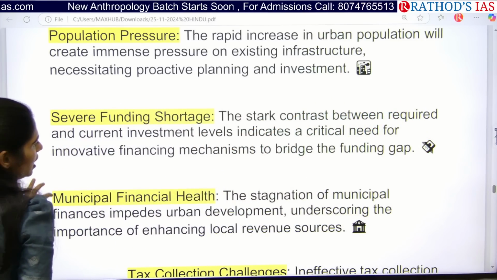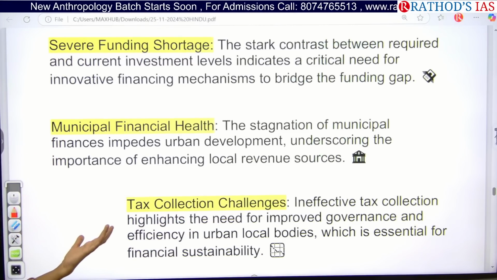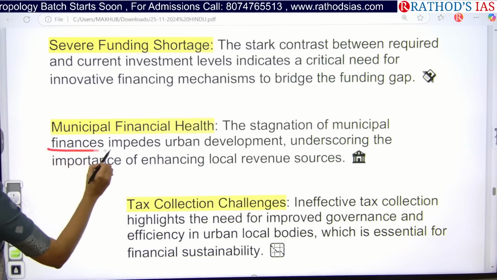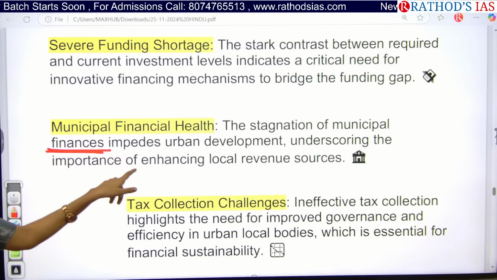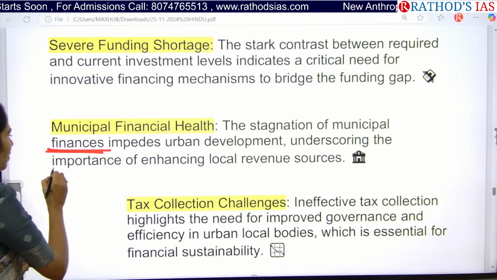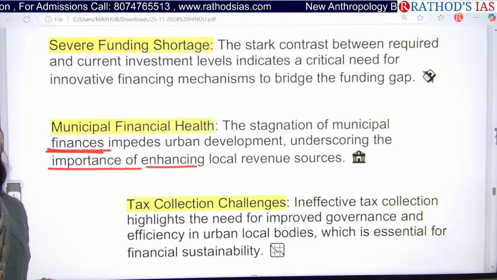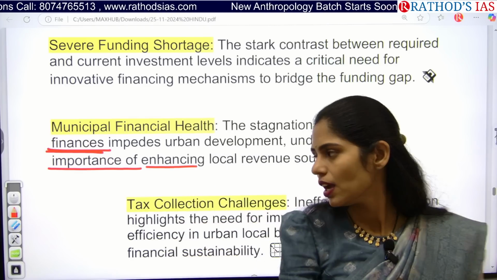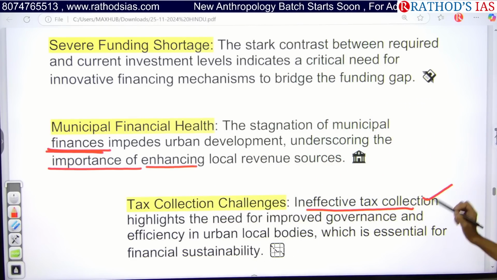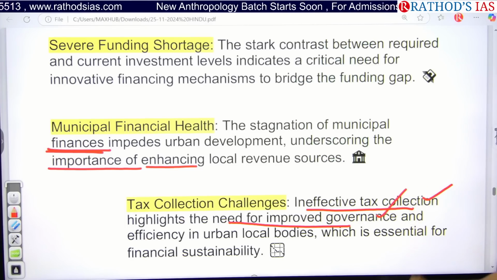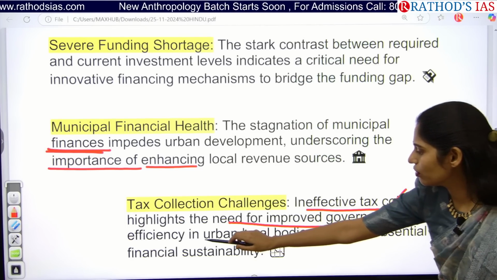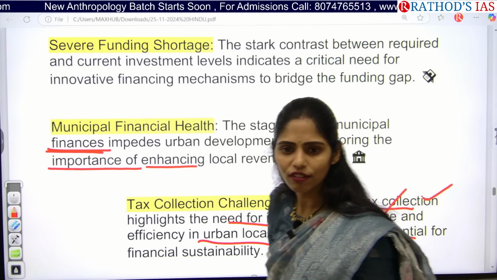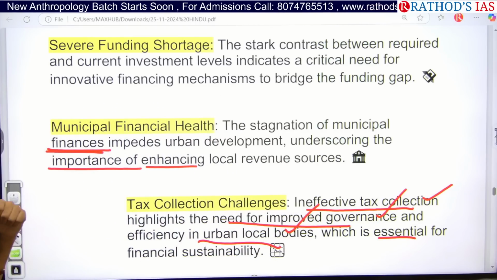And the next one here is, you already know the problems of municipalities and panchayats that you studied in your polity classes. They don't have proper finances. Because of this, there is a decrease in urban development, and we are not giving proper importance to enhancing local revenue sources. We are not giving autonomy for collecting taxes. And the next one here is ineffective tax collection that needs to be improved. We need improved governance, and we have to improve efficiency in the local governing bodies, which is helpful for the financial sustainability of municipalities or municipal corporations in urban areas.